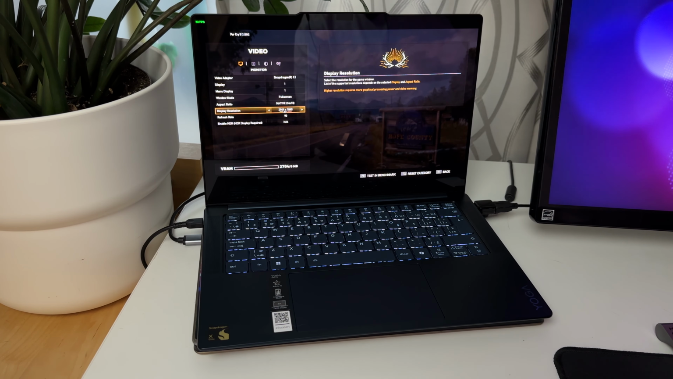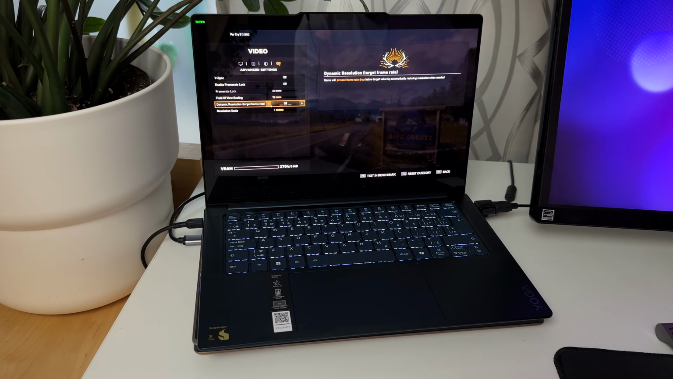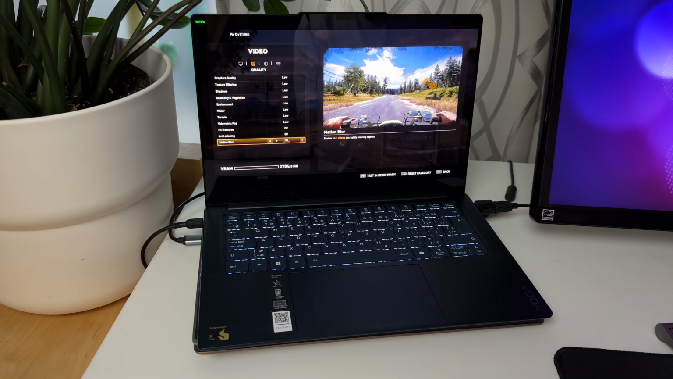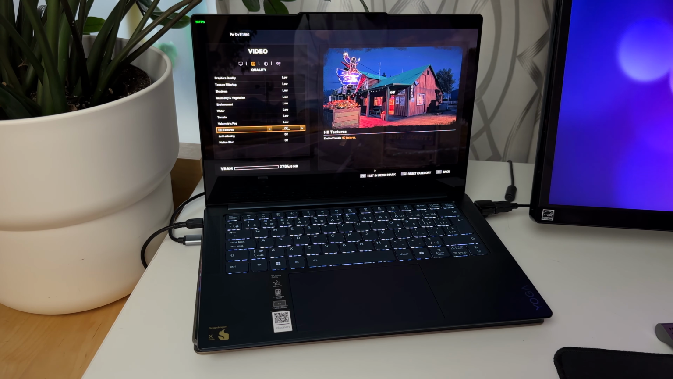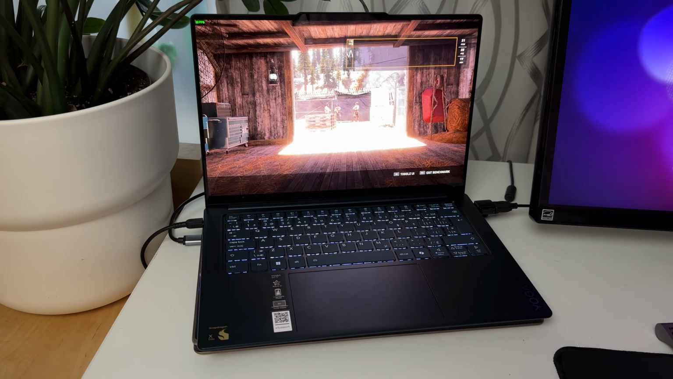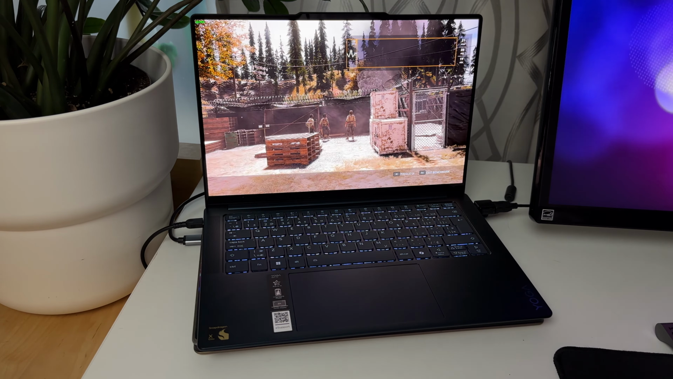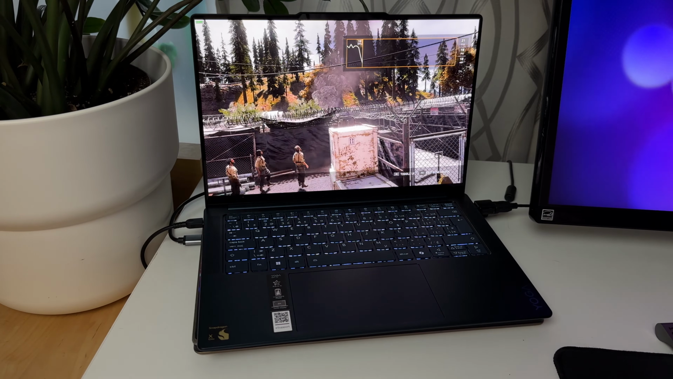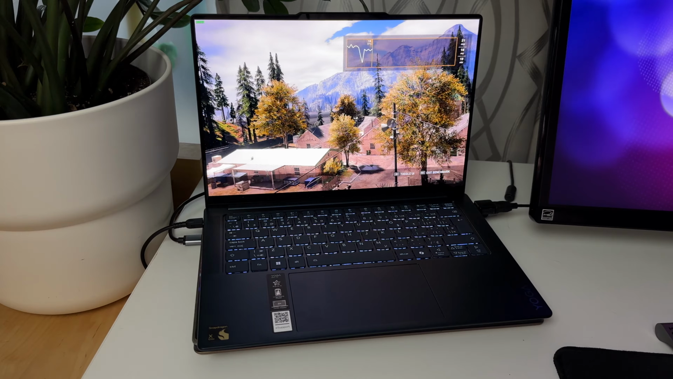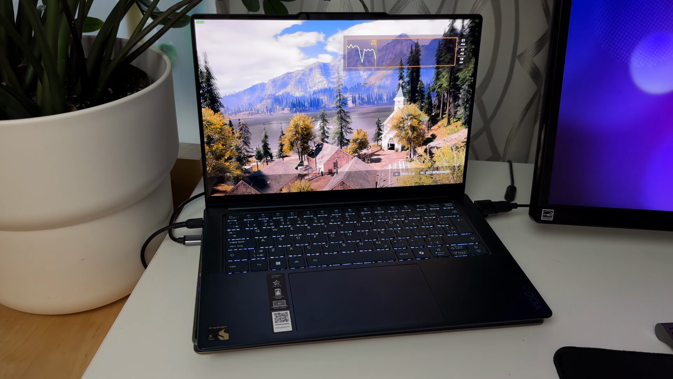So what we have: 2900 by 1800 at 90 Hz, VSync off, and everything on low, anti-aliasing off as well, motion blur off as well, and let's go for it. Okay. Okay, 17 FPS, 20, and it's struggling.